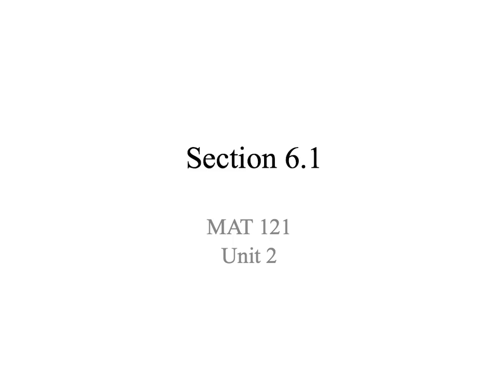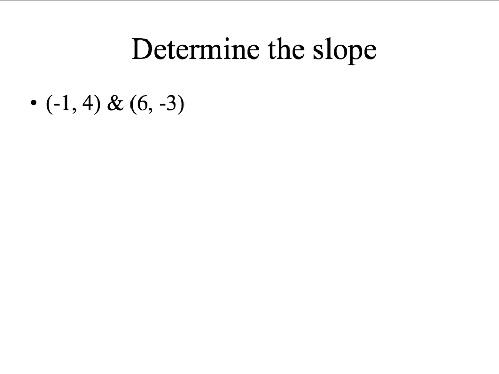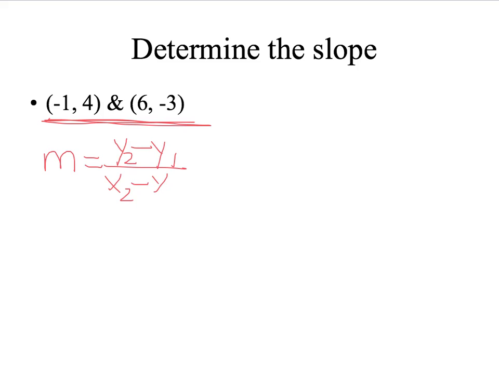Alright, so these examples will correspond with section 6.1, all about linear equations. First, we want to be able to determine the slope of a line between 2 points. The formula for slope is y2 minus y1 over x2 minus x1. So the difference in the y's over the difference in the x's.